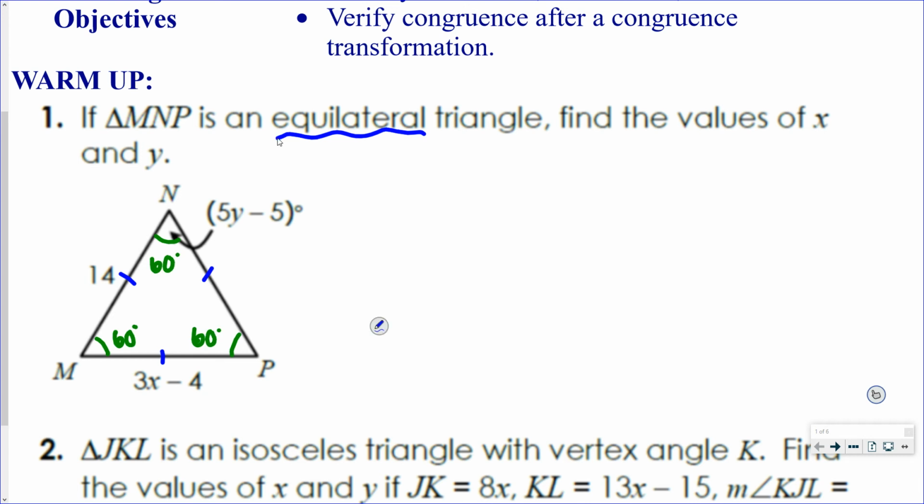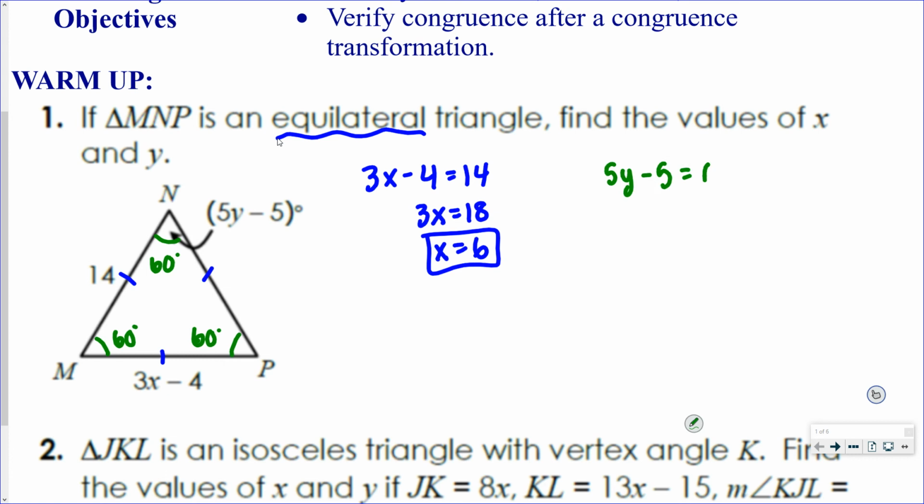So to find x, which is a side length, I see side MN is 14, so you would just set 3x minus 4 equal to 14, since it's equilateral. Add over the 4, divide by 3, you should have gotten x to be 6. Now to find y, we know that all the angle measures are 60. There wasn't anything to set equal to another expression. We know it has to be 60 degrees. So add over 5, divide by 5, we got y to be 13.